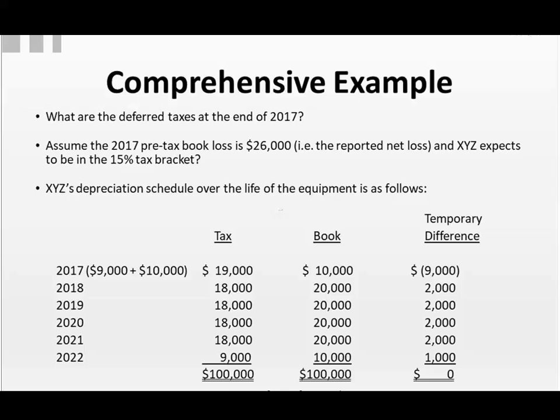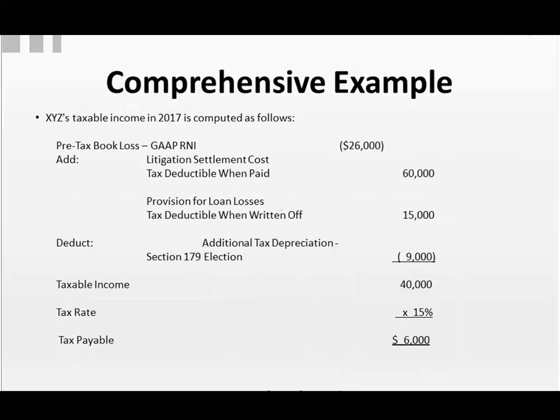All right, now assume we had a pre-tax book loss of $26,000. Let's go to your next slide, if you don't mind. All right. So I start out with a loss of 26, and I've got to arrive at taxable income. Okay? So the litigation settlement of $60,000 was an expense on the books that helped create that loss. I have to add that back because I can't take it on the tax return. So I add back the 60 to the minus 26. Same thing with the provision for loan losses. It's like a bad debt expense that's on the books that helped arrive at the minus 26. I add that back. And the extra depreciation, I take. So I take extra depreciation of the $9,000 on the tax return.